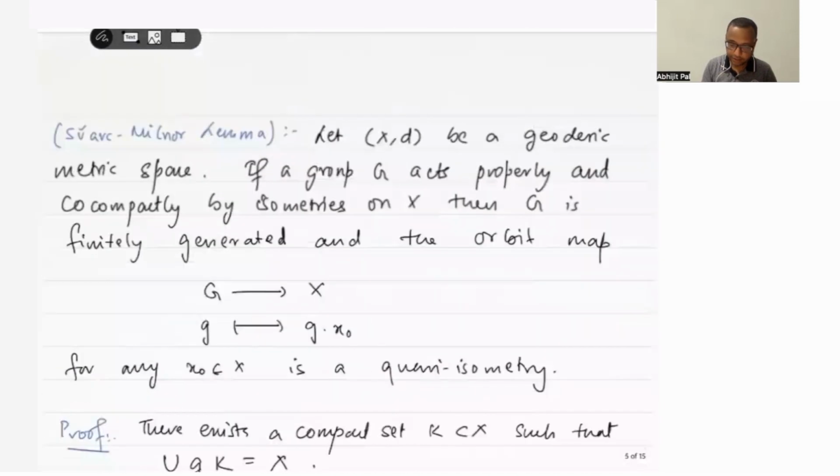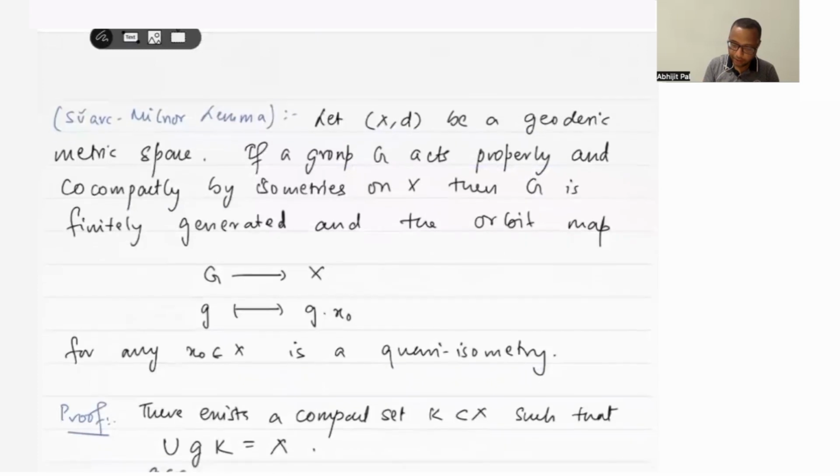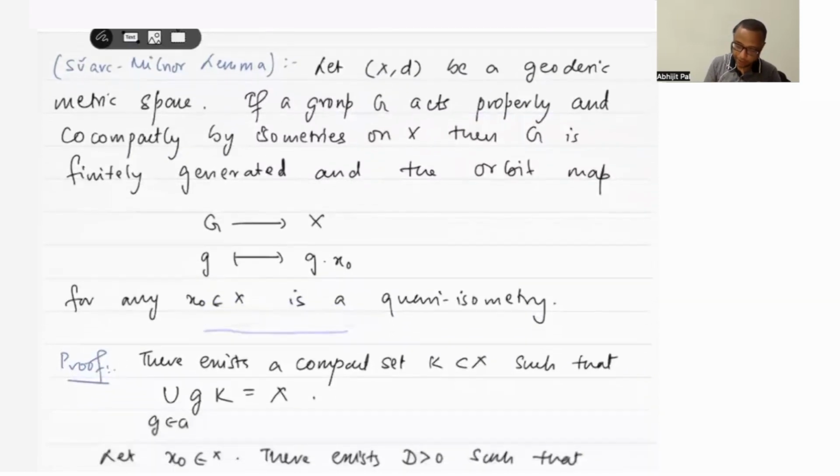Now let me state the Švarc-Milnor lemma. Let X be a geodesic metric space. If a group G acts properly and co-compactly by isometries on X, then G is a finitely generated group, and the orbit map from G to X, where g goes to g·x naught, is a quasi-isometry. In fact, you can extend this map to the Cayley graph naturally, and that map will be a quasi-isometry once you prove that this map is a quasi-isometry. Okay, so let us begin with the proof.